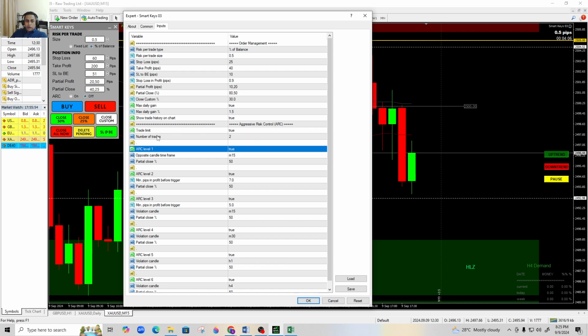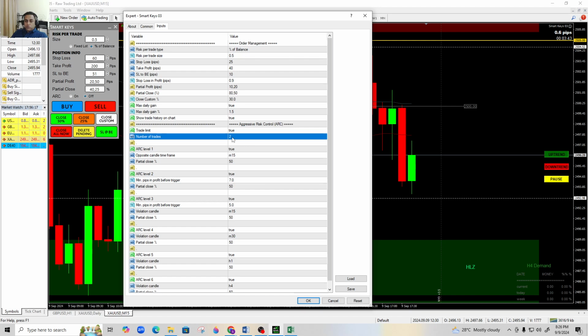You can limit the number of trades that you take. To limit overtrading, this is one of the few features I have not seen in any other trade manager, where it lets you aggressively control your risk and aggressively manage your trade in terms of losses, right? So here you can set it to control overtrading.